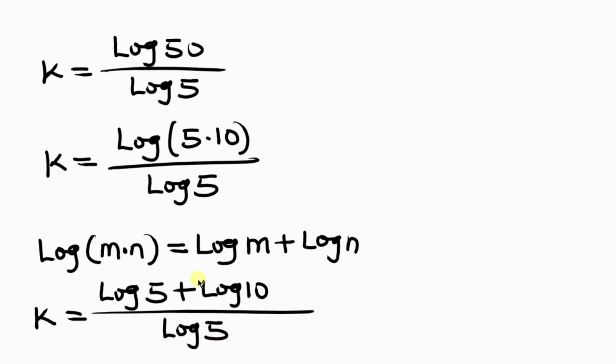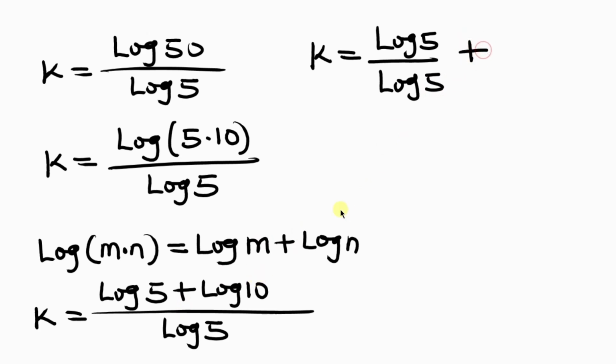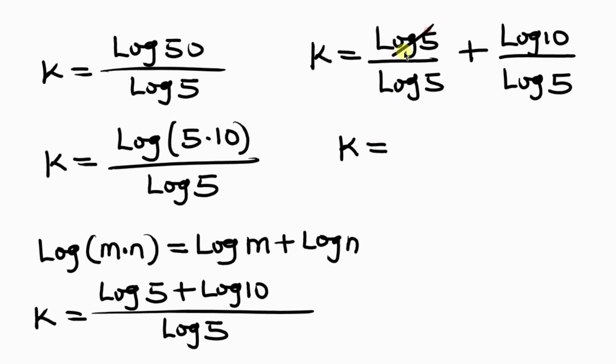Now, our next step will be for us to split the fraction. So k now becomes log 5 divided by the denominator, log 5. And then we have plus log 10 divided by the denominator, that is log 5. Very good. Now see what happens. K now becomes log 5 divided by log 5. We have 1 plus log 10 all over log 5.